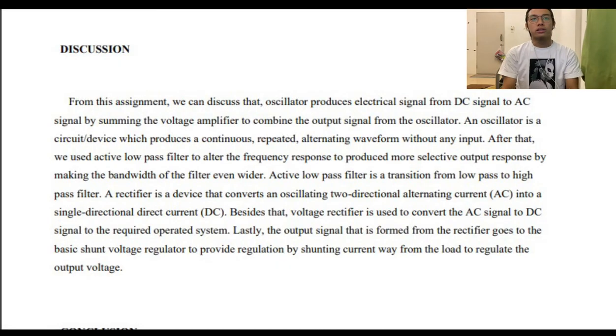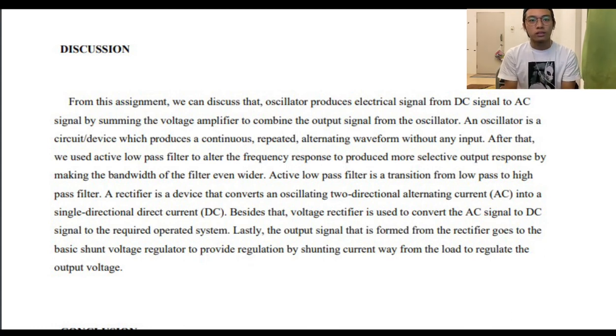Thank you. For the discussion, from this assignment, we can discuss that oscillators produce electrical signals from DC signal to AC signal by summing the voltage amplifier to combine the output signal from the oscillator. An oscillator is a circuit or device which produces a continuous repeated alternating waveform without any input. After that, we use an active low-pass filter to alter the frequency response to produce a more selective output response by making the bandwidth of the filter even wider.